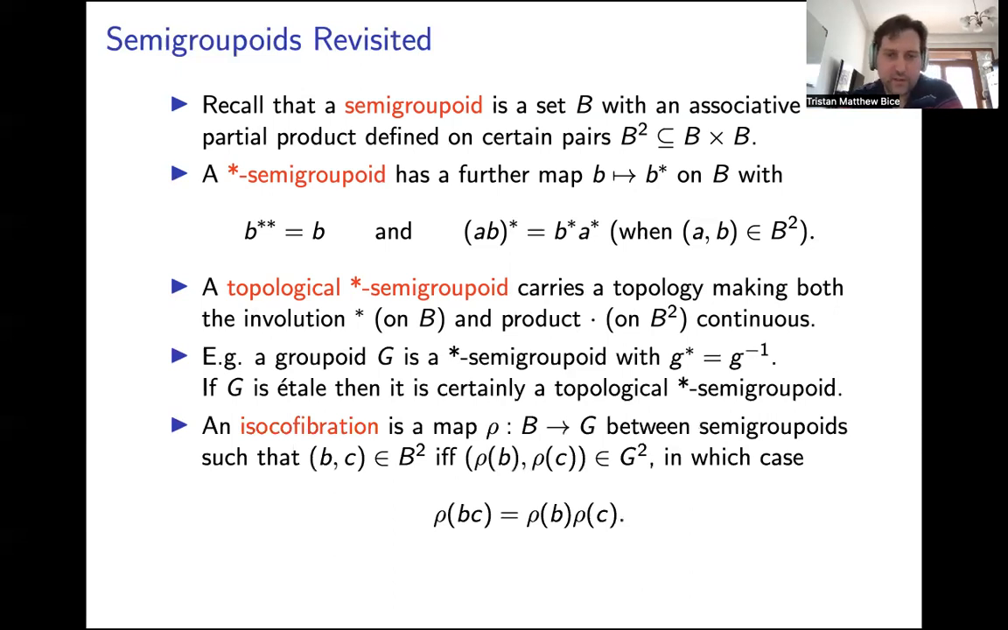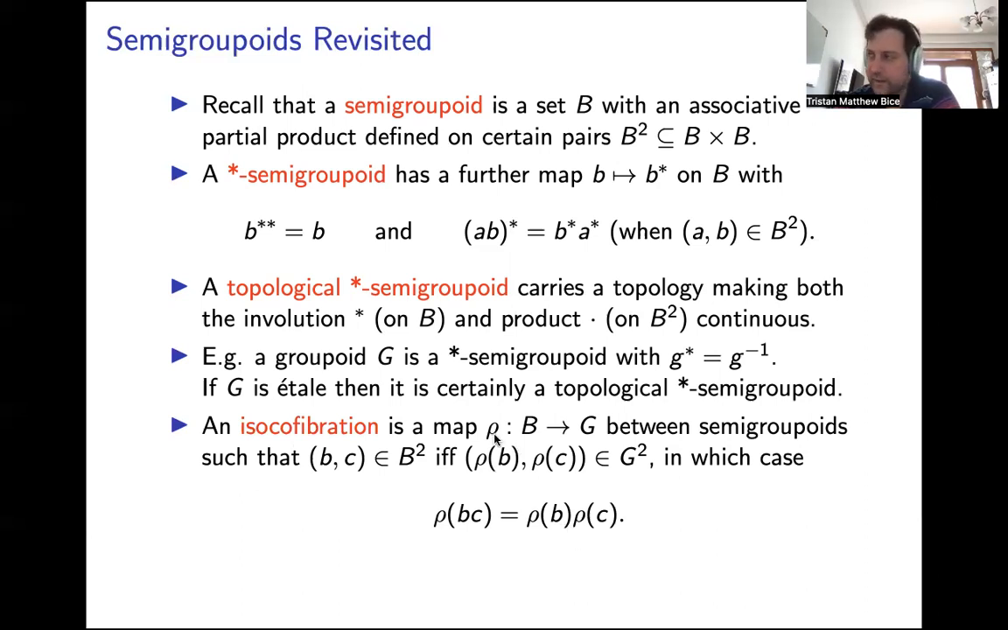And last but not least, I have to tell you what an isocofibration is. It's a bit of a silly word, but don't blame me, I didn't make this up. This is, I think, at least a semi-standard term in category theory. So it's a map between semigroupoids such that the product of some pair in B is defined if and only if the resulting product in G is defined, right? And in which case you require, of course, the product to be preserved. So you require rho(BC) to be rho(B)rho(C).